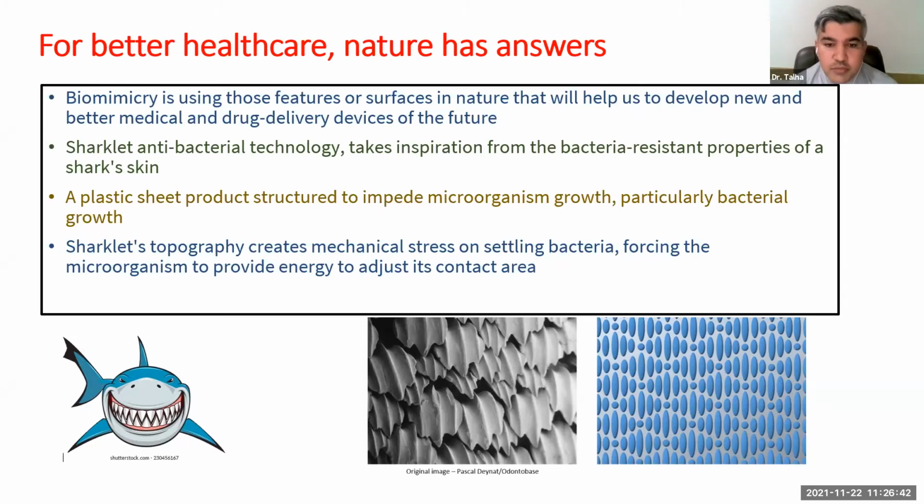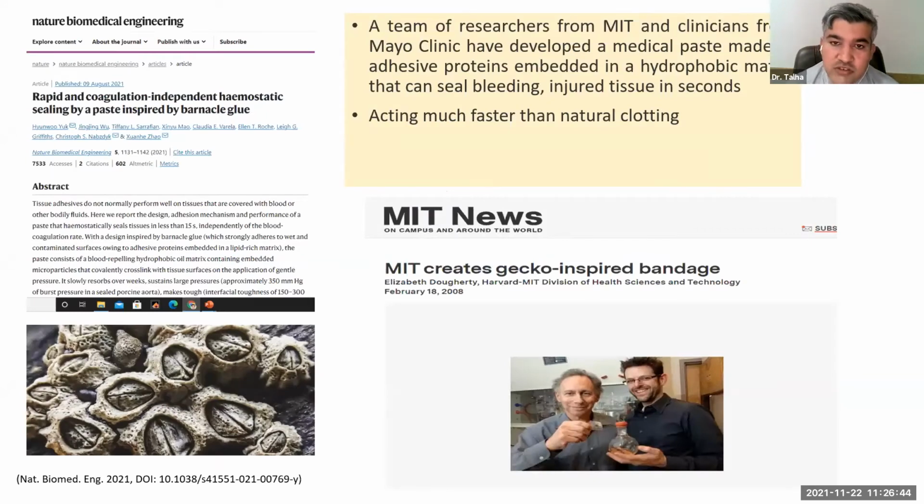Another example is bandages created using biomimicry. There was a team from MIT and Mayo Clinic that created a medical paste intended to heal internal bleeding, and it was much faster than the natural biology of human beings.